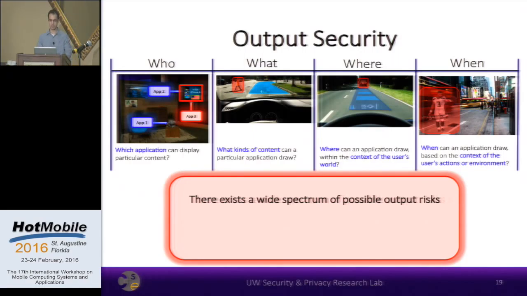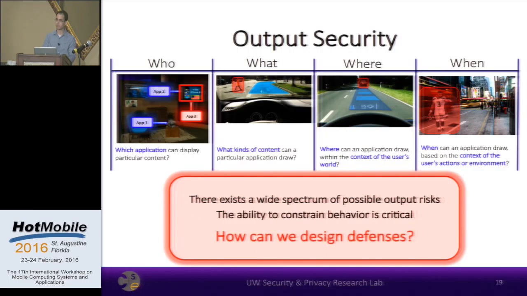And while these examples are by no means comprehensive, they can hopefully start to illuminate the range of visual output risks that might manifest in the absence of defensive mechanisms, as well as the critical need to constrain application behaviors. So given these risks and challenges, we ask, how can we design AR platforms that support flexible new scenarios while simultaneously mitigating the risks of malicious or buggy applications?